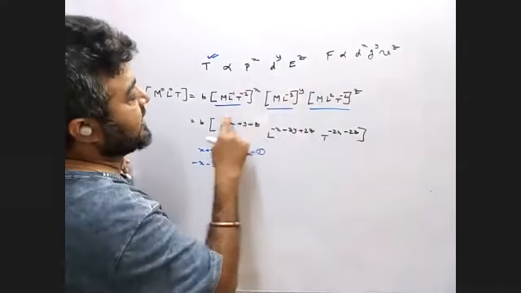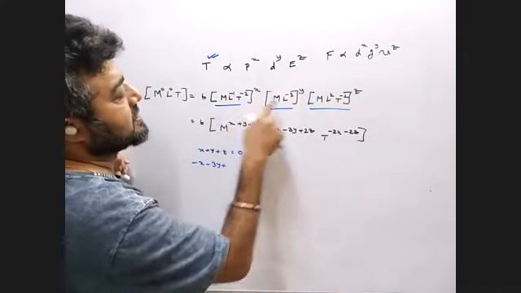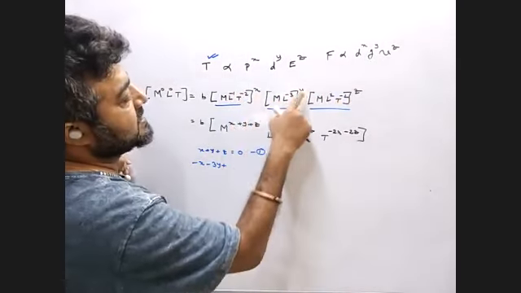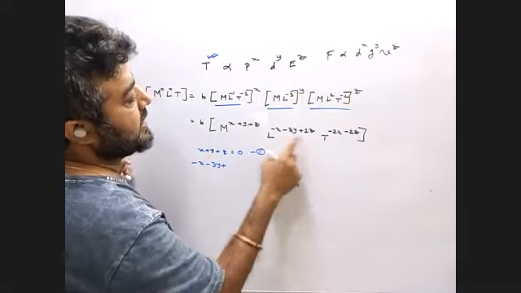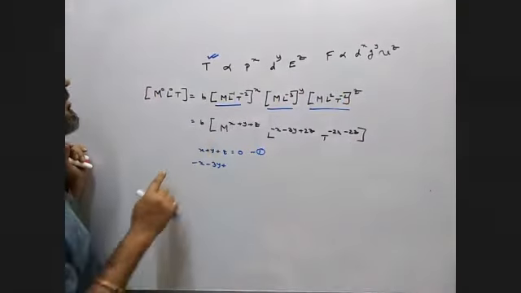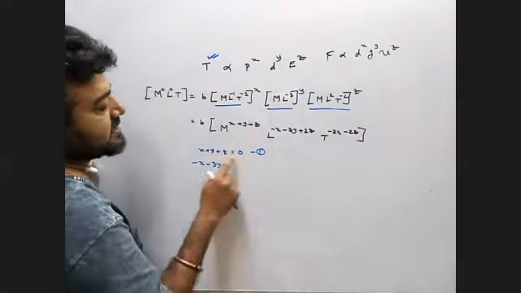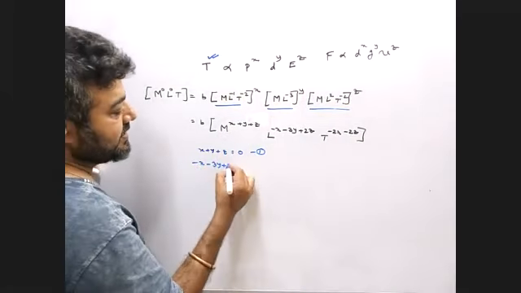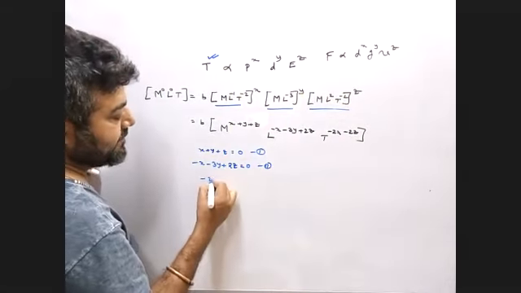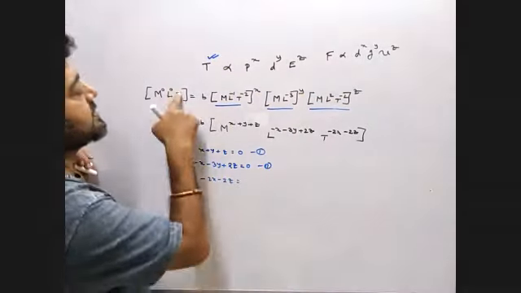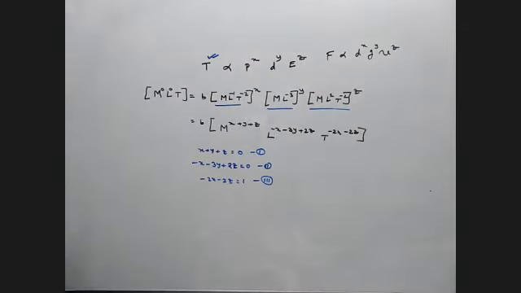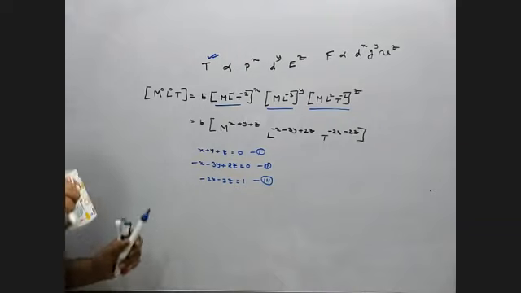Now from this we can say: for mass, x plus y plus z; for length, minus x minus 3y plus 2z; and for time, minus 2x minus 2z. If we compare them, x plus y plus z is 0, minus x minus 3y plus 2z is 0, and minus 2x minus 2z is 1. Is it clear, everyone? Yes, sir. It is okay up to this.